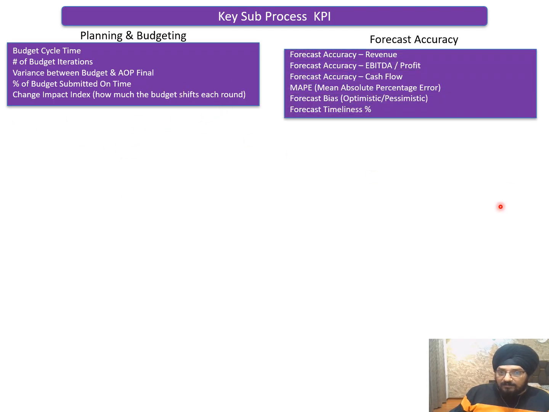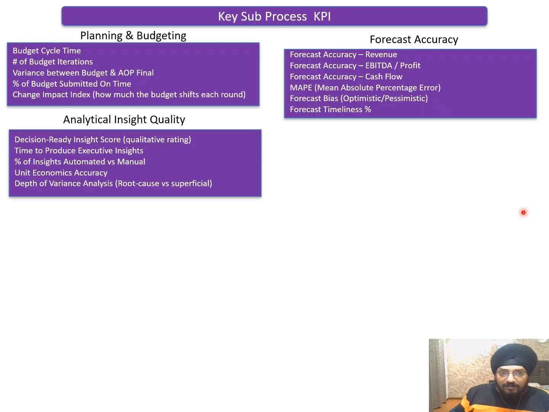Then we have forecast accuracy. We have revenue forecast accuracy, EBITDA, profit, cash flow, mean absolute percentage error, which means the error in the forecasting vis-a-vis the actuals, and what is the percentage of error there, forecast bias, optimistic and pessimistic, and then forecast timelines. So again, when we look at the KPIs at each of the sub-process levels, largely it's covering three aspects, which are effectiveness, timeliness, and accuracy. So again, KPI is just a mechanism to ensure that we are keeping track of these three parameters, and each sub-process has a different set of KPIs to do that evaluation.